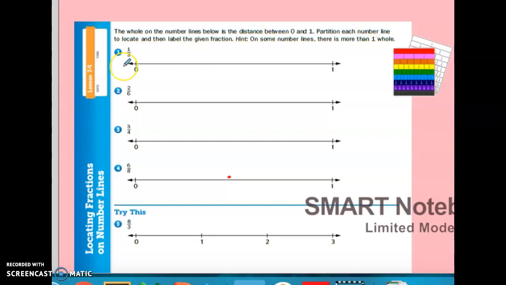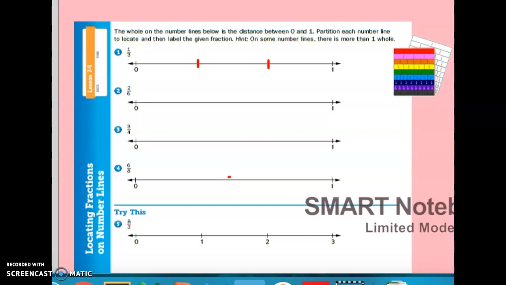Let's look at number 1. If the whole is the distance from 0 to 1, how many wholes are on this number line? Right, this number line only has 1 whole on it. We have to find out where 1/3 is. The denominator, 3, is the size of equal parts in the whole. You can eyeball it, or you can use your fraction bars to be more precise. Go ahead and partition this number line into thirds.